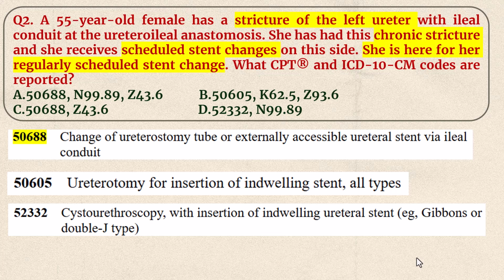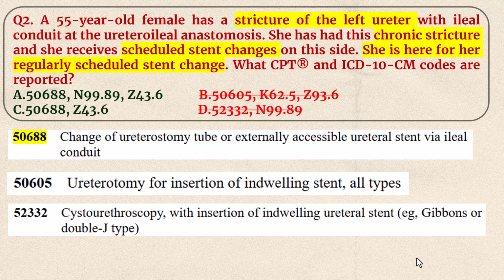50688, that is change of ureterostomy tube or externally accessible ureteral stent via ileal conduit. So that is the correct scenario here. If you see the other answers, 50605, that is ureterotomy for insertion of indwelling stent, and 52332 cystourethroscopy, that is not relevant here. So you can narrow down the answer to CPT code 50688. You can omit the other answers that do not have the code 50688. So you can omit B and D.